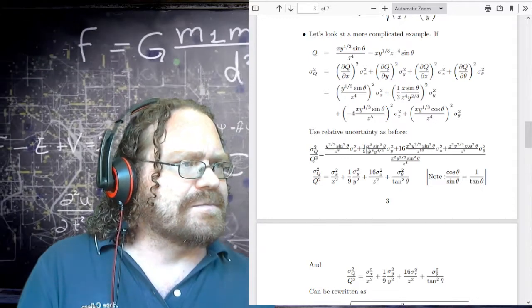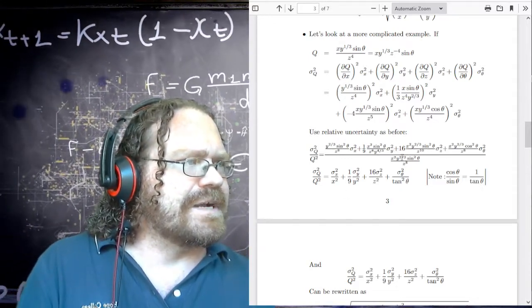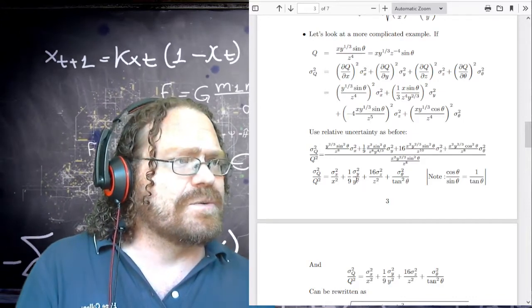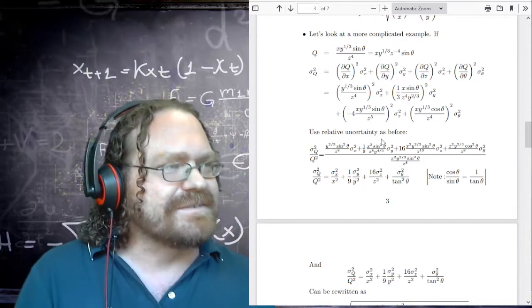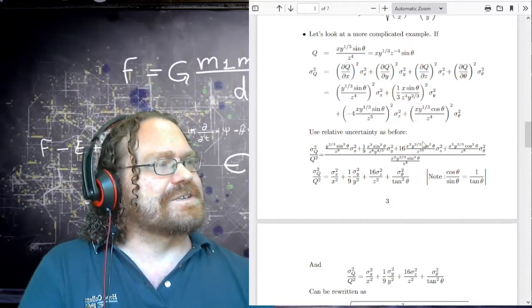1 over 9, remember 1 over 9, the sigma y comes down there, and this y to the 4/3 and the y to the 2/3 becomes just simply y squared. Cool. All right, let's look at this next term right here.